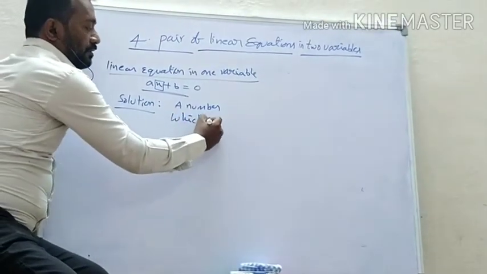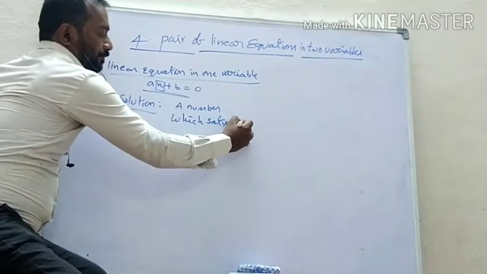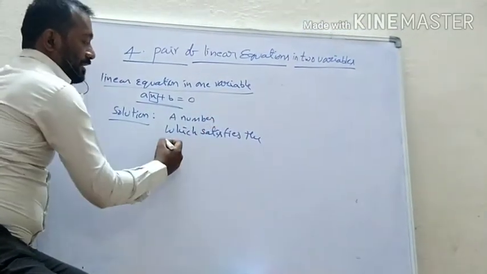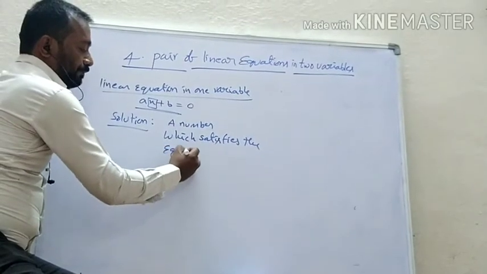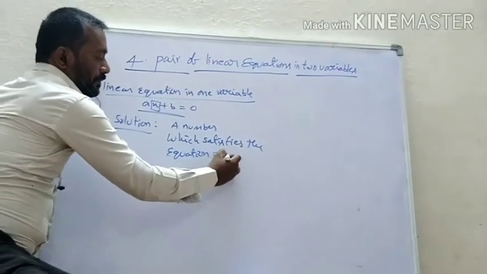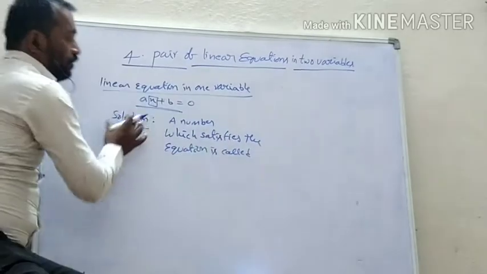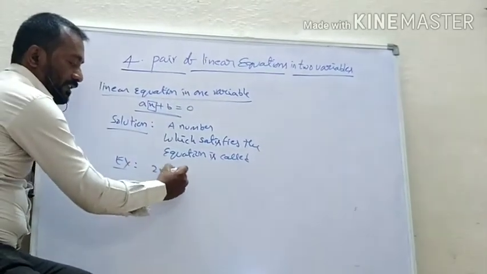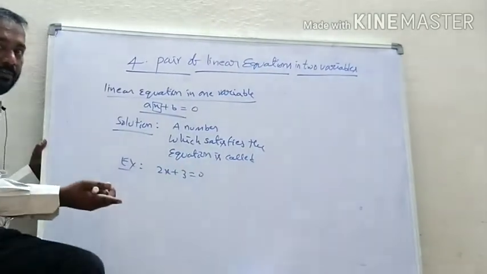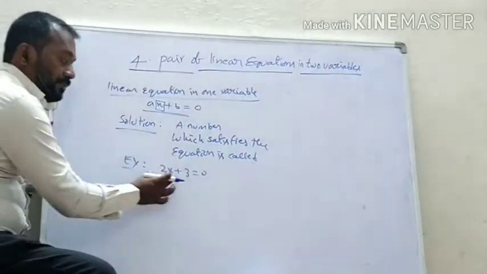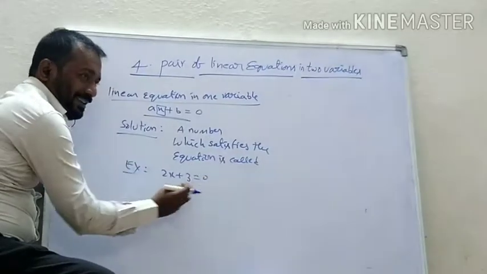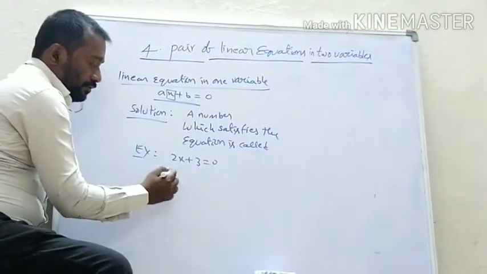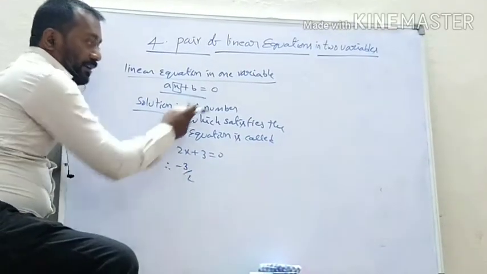A number which satisfies the equation is called a solution of the equation. Suppose we take the example 2x plus 3 is equal to 0. Already in the polynomial chapter we learned the zero of this polynomial. Plus 3 on one side, other side minus 3. 2 on one side, other side minus 3 by 2. So, minus 3 by 2 is a number here.